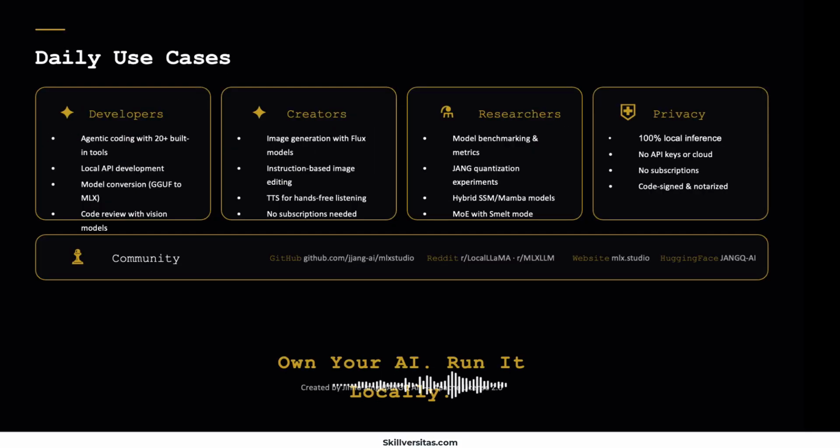So who is this for? Let me break it down. For developers, agentic coding with those 20+ tools I mentioned, local API development, model conversion from GGUF to MLX, and code review using vision models. For creators, image generation with Flux models, instruction-based image editing, text-to-speech for hands-free listening, and no subscriptions ever. For researchers, model benchmarking and metrics, JANG quantization experiments, hybrid SSM and Mamba models, and MoE models using Smelt Mode.